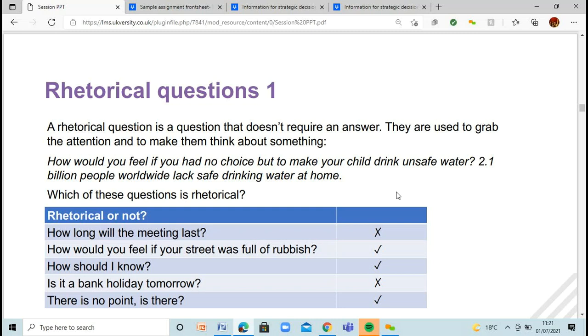So these are questions that you're asking just to convey your feelings, and to let them know that you're annoyed, but you know that they're really not going to answer you.